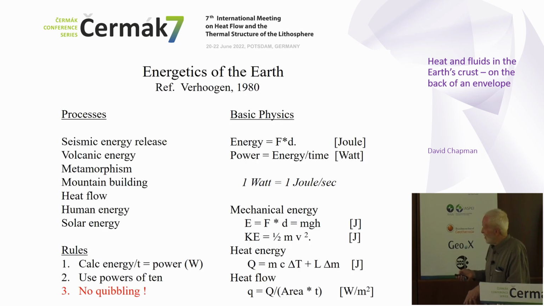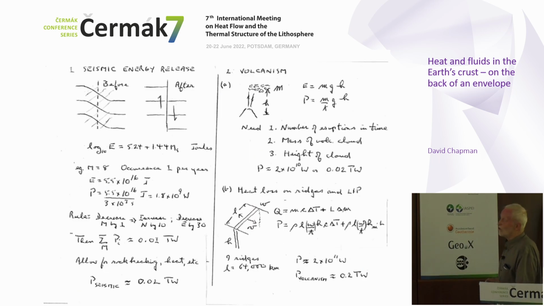Okay. So the last thing I want to do is just pure enjoyment. It comes from a suggestion by John Verhoogen back in 1980, in which he said you could calculate the energy release in all of these Earth processes: earthquakes, volcanoes, metamorphism, etc. The basic physics is trivial, it's high school physics, and the rules are we'll calculate the power in watts, we'll use powers of 10, and no quibbling in doing any of this. So let's go through this. It's really quite simple and it's great fun.